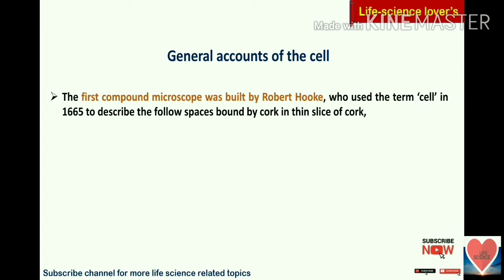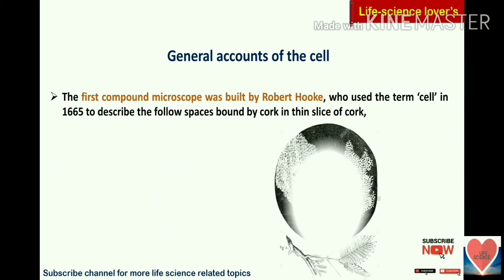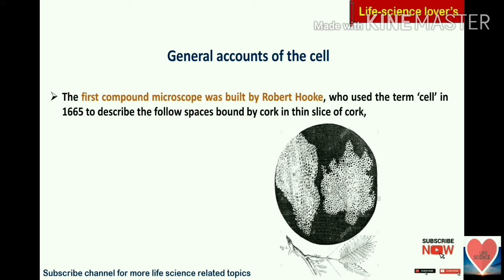The first compound microscope was built by Robert Hooke. In most of the competitive exams, they ask scientists' names and their contributions, so you must note this. Robert Hooke used the term cells in 1665 to describe the hollow spaces bound by walls in a thin slice of cork. A thin slice of cork means dead plant cells. This is an oak tree cork piece. On the left, and on the right is the microscopic view. You can see it in this picture. And this is also an example of it.